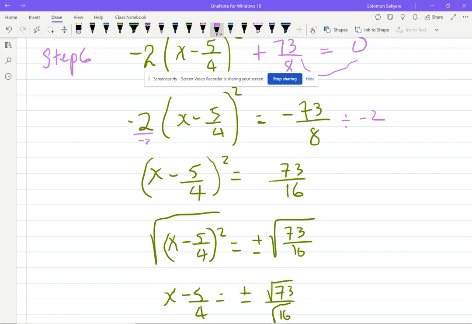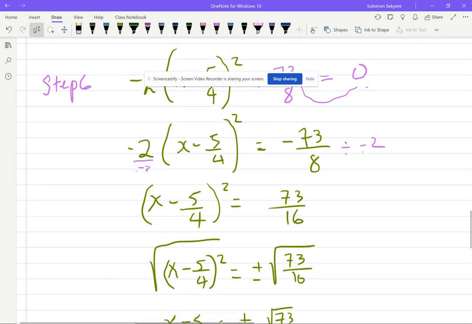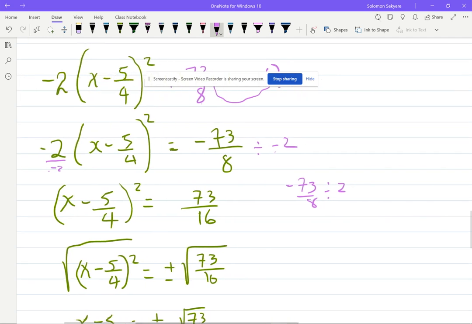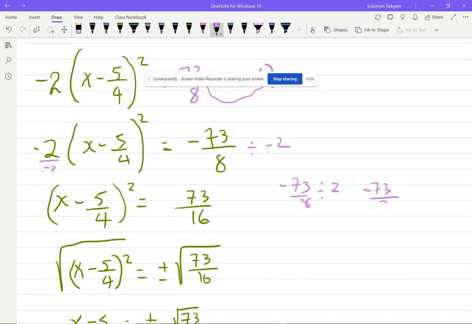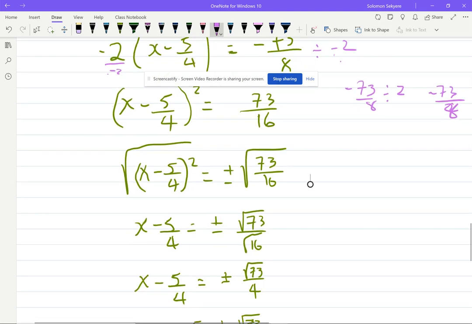We move the 73 over 8 over here, becomes negative 73 over 8. Okay, step by step, we want to get to our x. Divide both sides by negative 2. Okay, x minus 5 over all squared equals 73. So remember negative 73 over 8 divided by 2 is the same as negative 73 over 8 times 1 over 2. And it's negative divided by negative, so we end up with a positive 73 over 16. Okay, see that? Now we're back to like where we started.